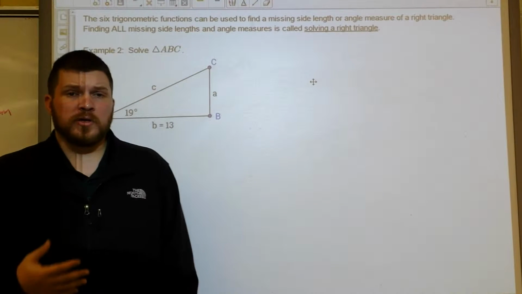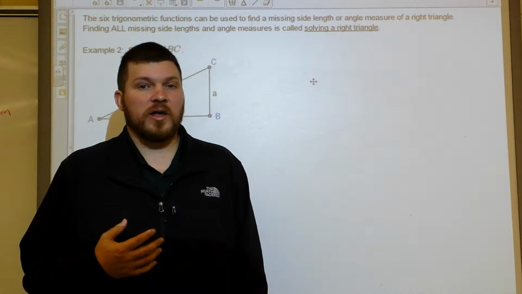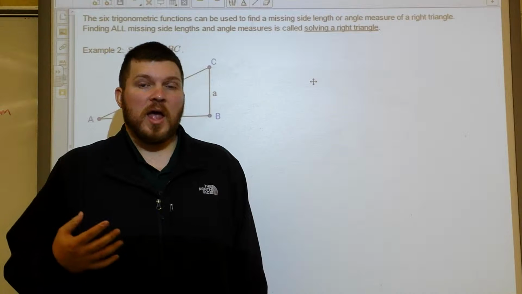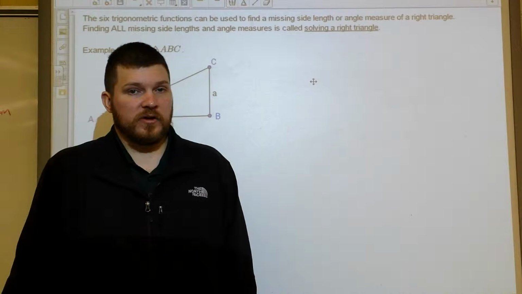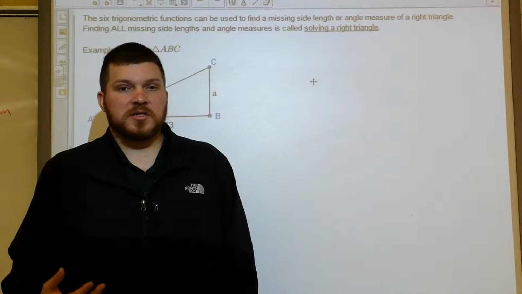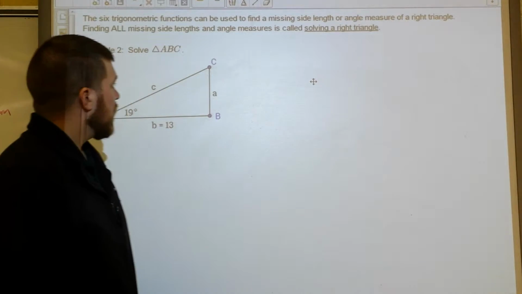So in this video we're doing what's called solving a right triangle, and solving a right triangle just means we're finding all the missing angles and all the missing sides, and we're going to do that by using Pythagorean theorem if need be, and those 6 right triangle ratios that we just talked about in the previous video. So let's go get started.